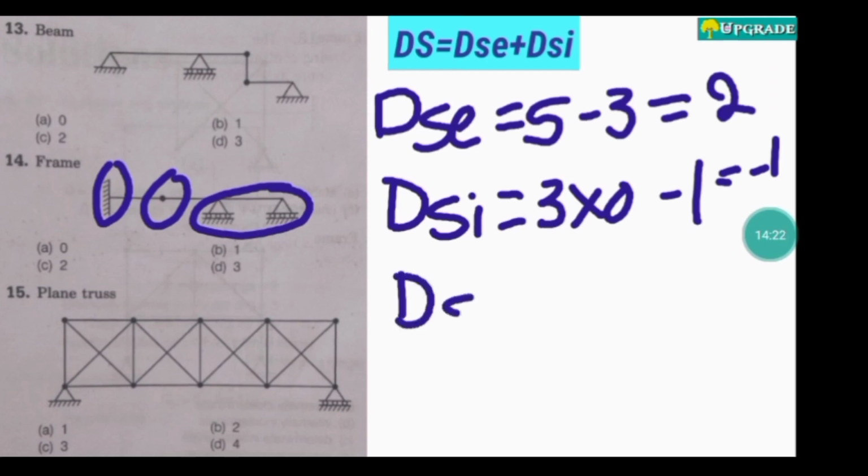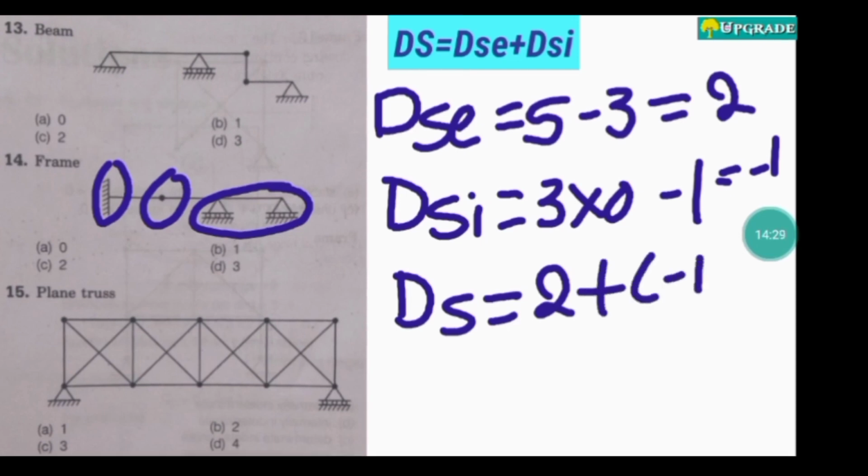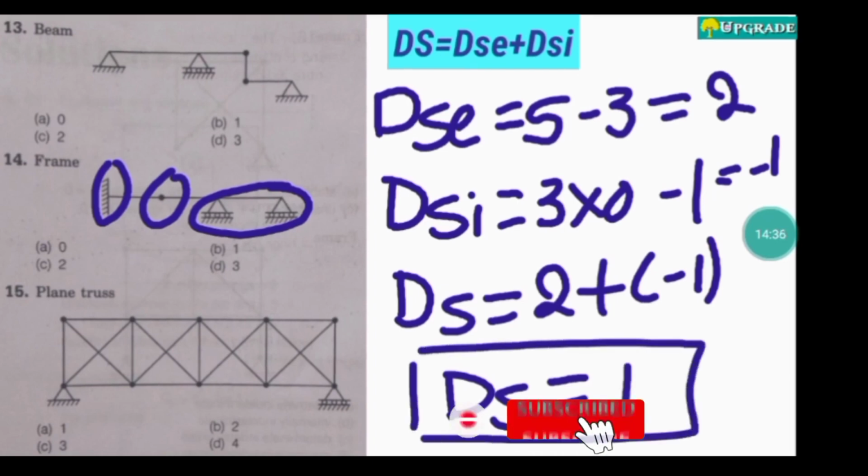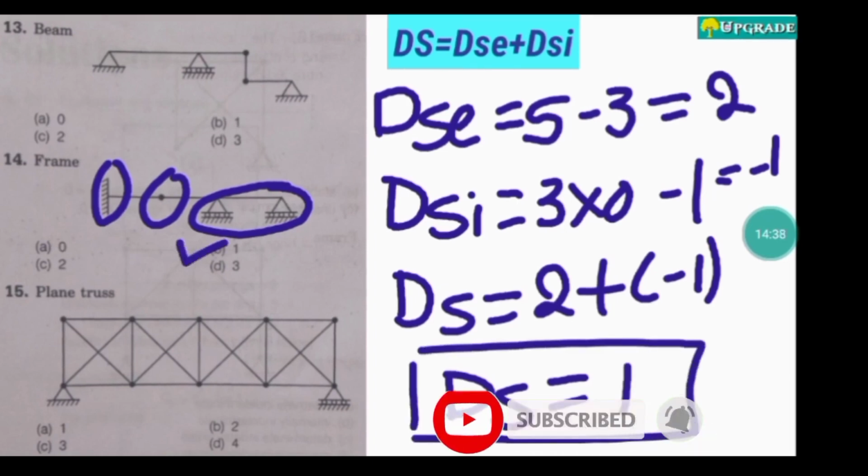Therefore the DS formula is DSC plus DSI. DSC value is 2, plus DSI value minus 1. So the DS value becomes 2 minus 1, that is 1. So the answer is 1. Option B is correct.